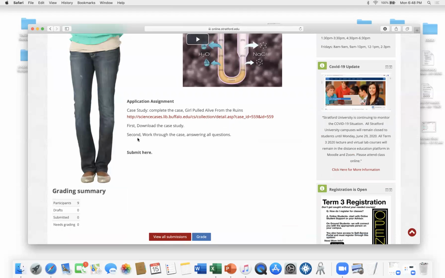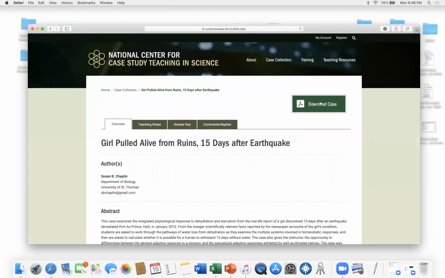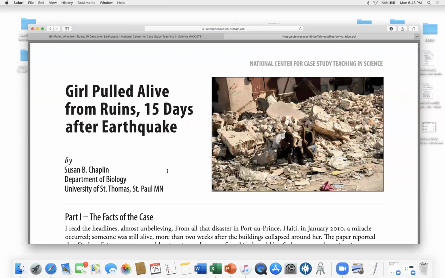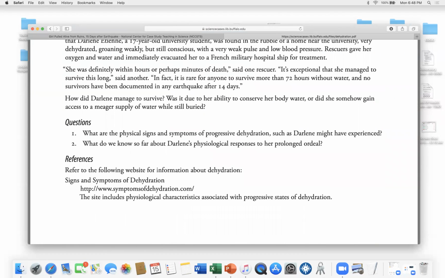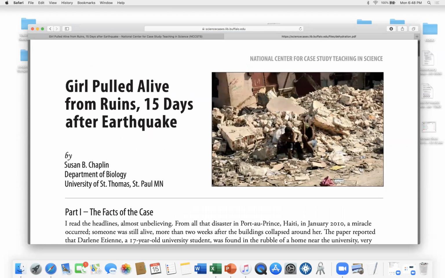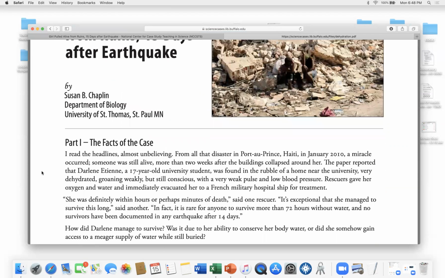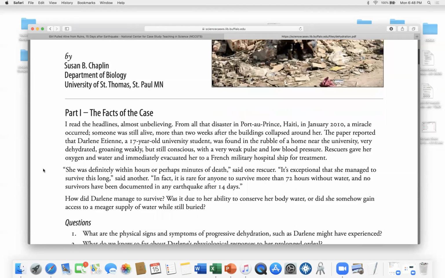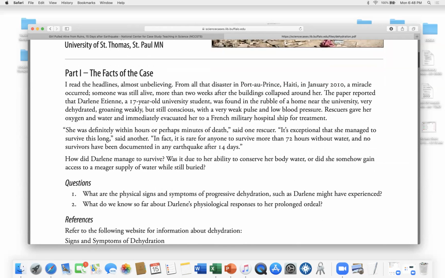This is the thing that we're always doing, the case studies. You click on the case study, and of course, click download the case, and it should be in a PDF file. This was about 10 years ago, a case where this girl was pulled out alive after 2 weeks. So how could she survive 2 weeks with no food, no water? From the lecture that you had now, you could start figuring out why and how she survived.